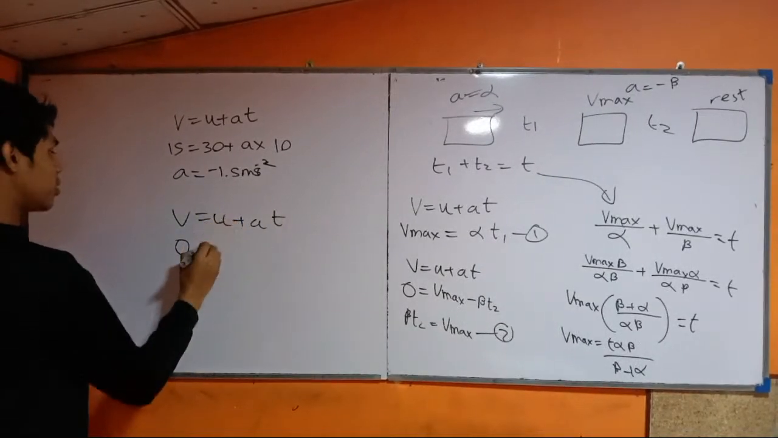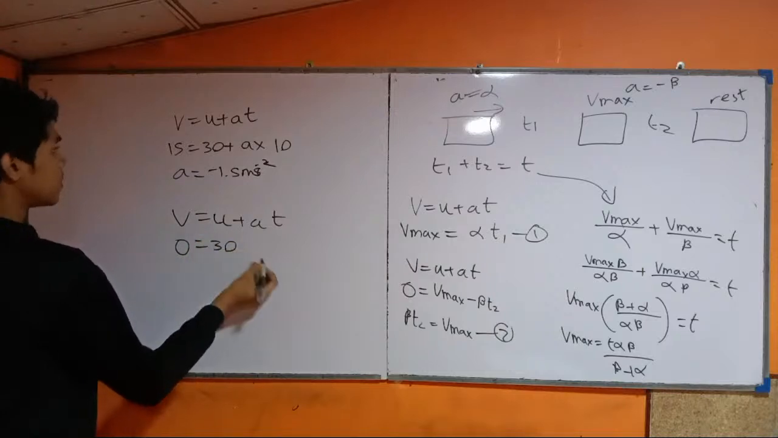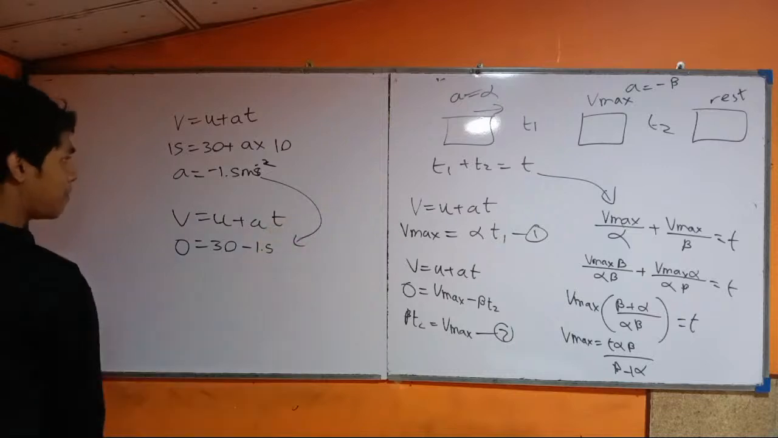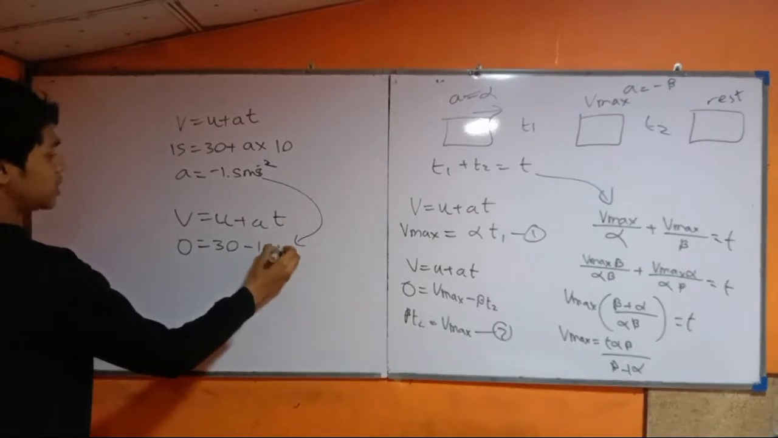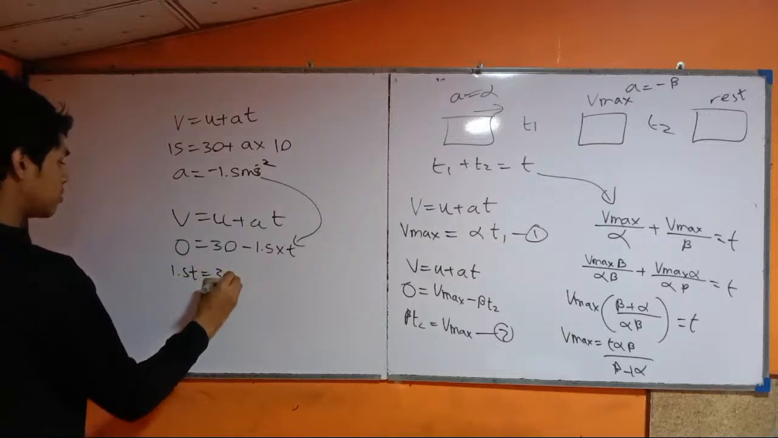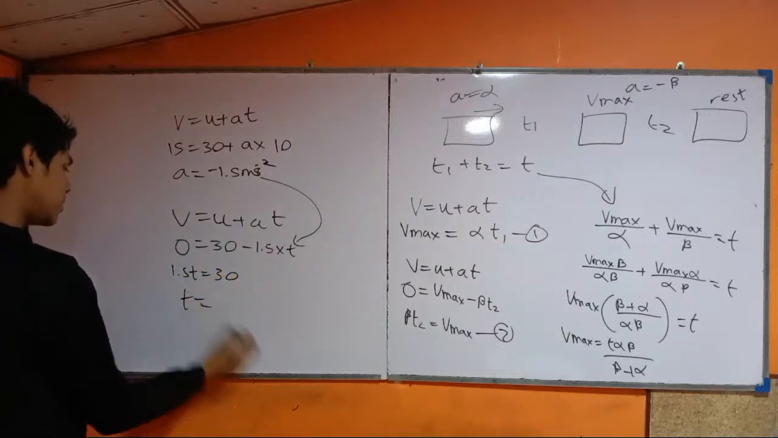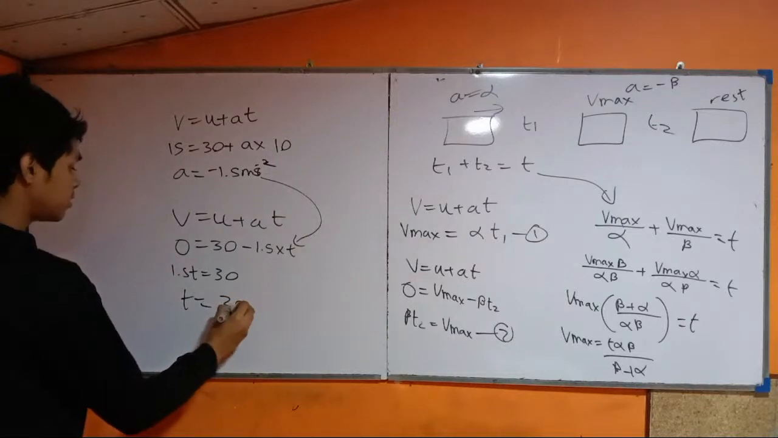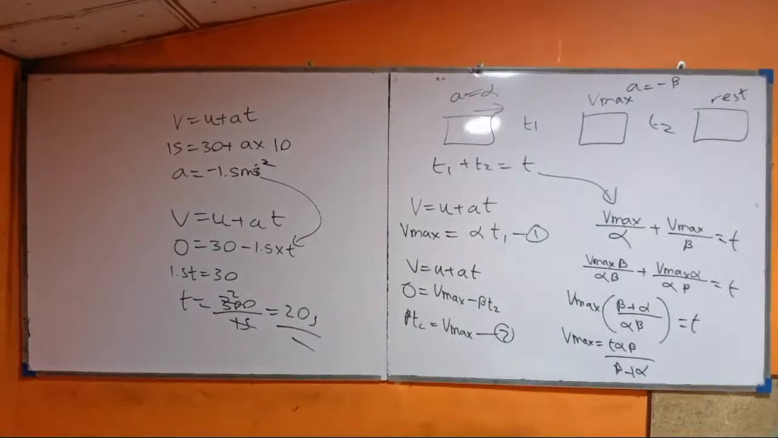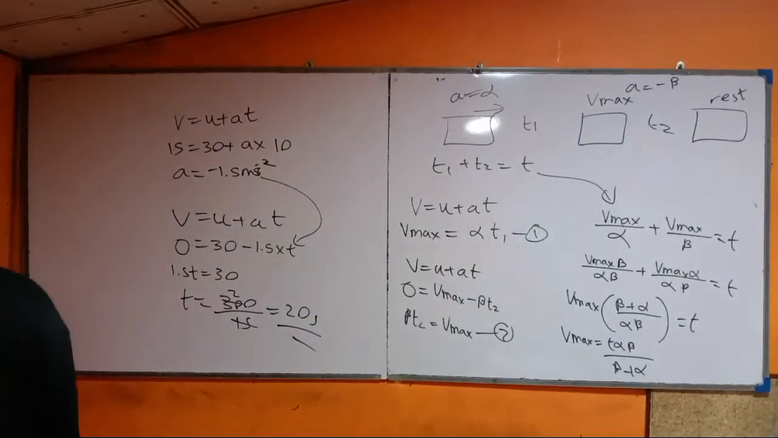So here U is going to be the same, 30. Then minus 1.5. You found this, you are going to apply this here. Into time, you are going to find now. 1.5 T is going to be equal to 30. So T is going to be equal to 300 divided by 15, which is 20 seconds. So that one answer is going to be the 5th one.